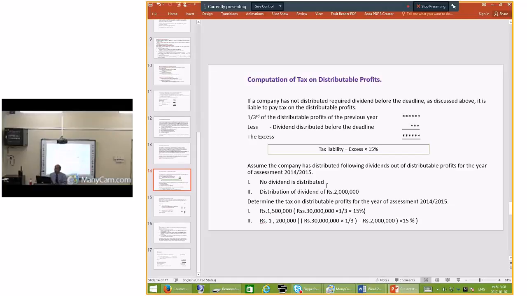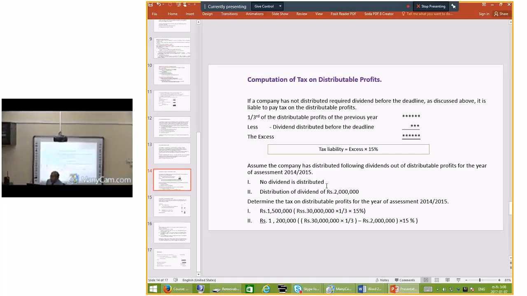There are other situations. The company has distributed only 2 million. The company's distributable profit of the previous year was 30 million. Now, to avoid the dividend tax, they would have declared at least 10%, the amount equal to 3 million. But the company has declared only 2 million before 30th September 2014. Since the company did not declare at least 1/10 of the previous year's distributable profit, the company has to pay dividend tax for the failure to declare 1/10 of the distributable profit.